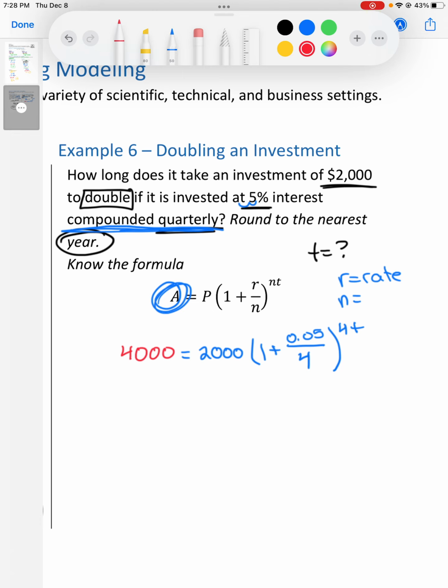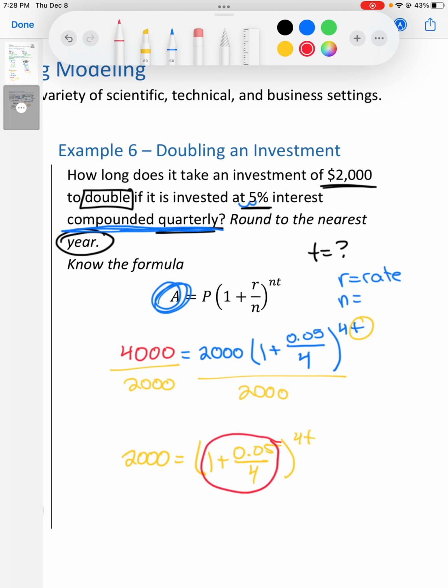Let's divide first by 2,000, because we're trying to get t by itself. So we need to get rid of that 2,000 first. That means 2,000 equals (1 plus 0.05 over 4) to the 4t. Now let's simplify all the stuff in the parentheses. We can add all of that together. So 2,000 equals 1.0125 raised to the 4t.